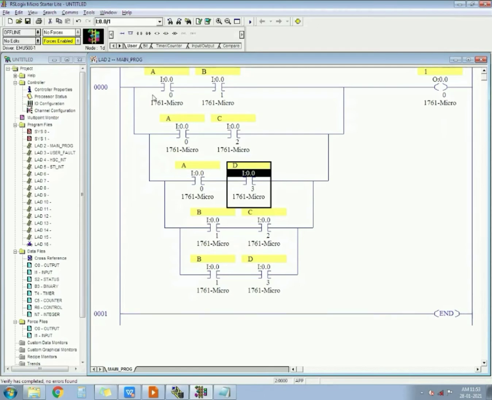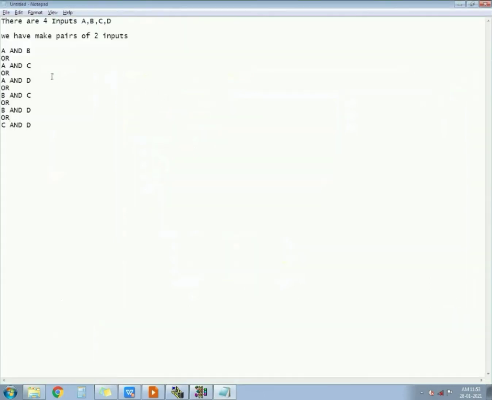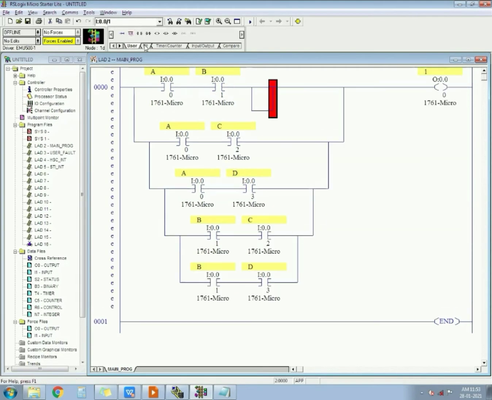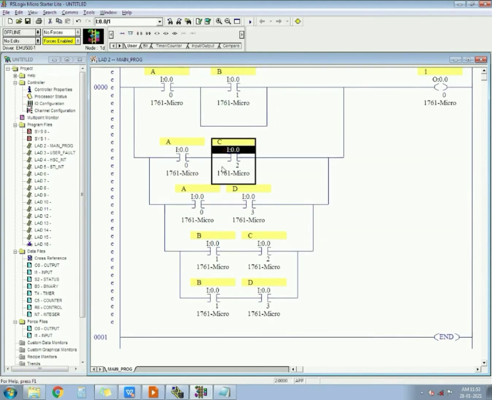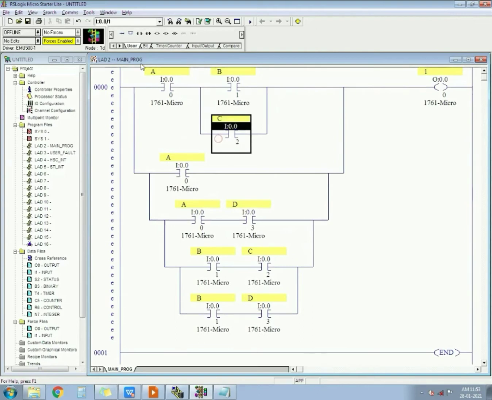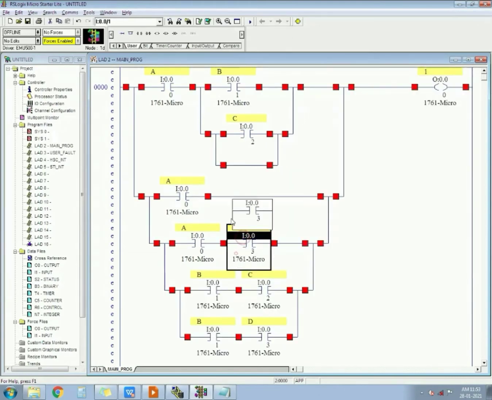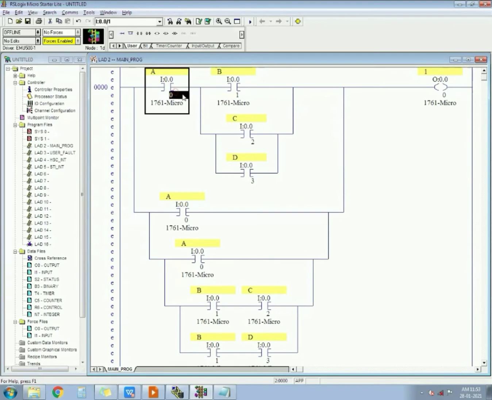See how you can do it: in the first 3, A is common. So we'll use this A, and B, C and D in parallel. I will put C here, take a parallel again, and use D here. So this also makes AB, AC and AD. Now next is BC and BD.